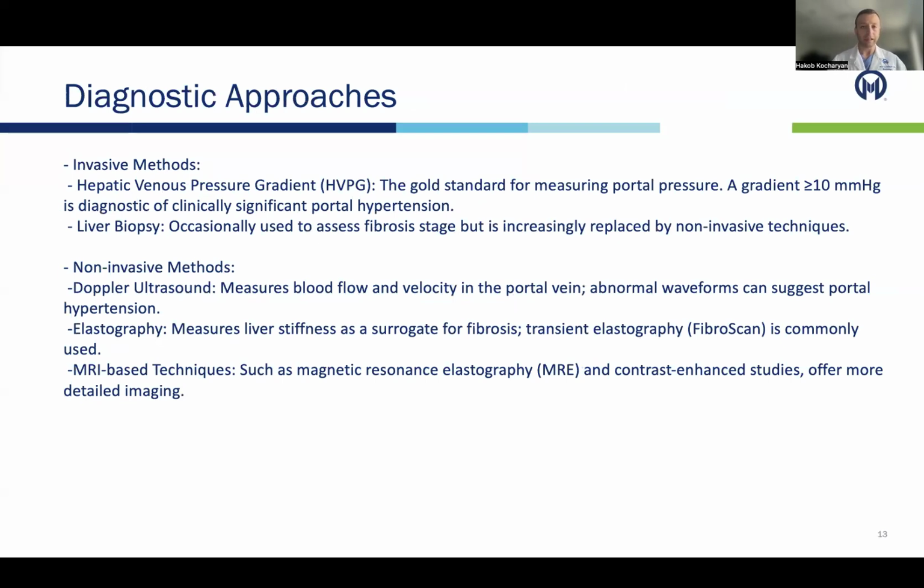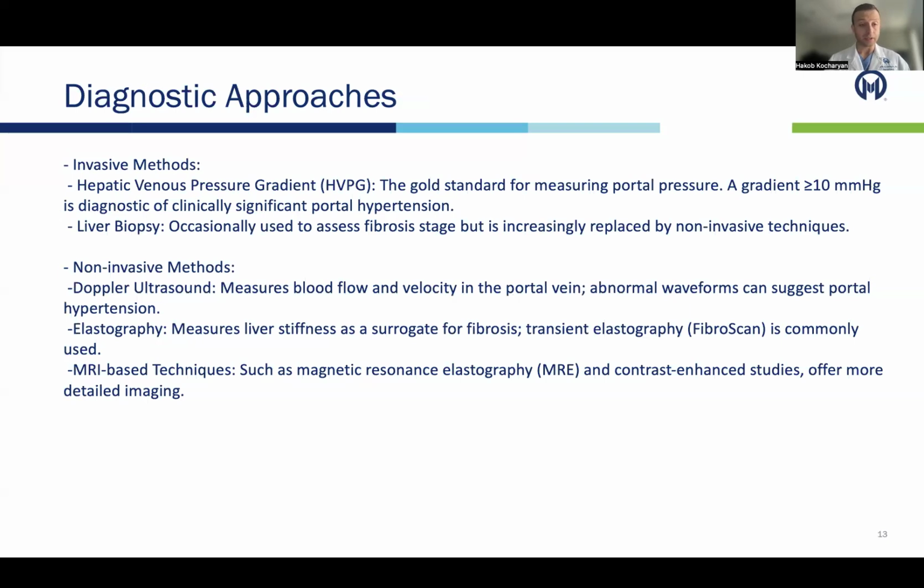There are invasive and non-invasive approaches for diagnosing portal hypertension. The invasive methods are, number one, hepatic venous pressure gradient. This is the gold standard for measuring the portal pressure. It is a catheter-based technique and accurately measures the portal or hepatic wedge pressure, as well as the free hepatic pressure, the gradient of which is the portosystemic gradient, with the threshold number being 10 millimeters mercury, because above these numbers, we see patients developing clinically significant complications related to ascites, hydrothorax, and variceal bleeding.